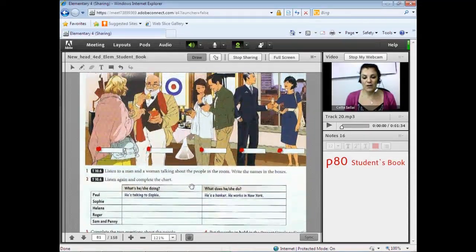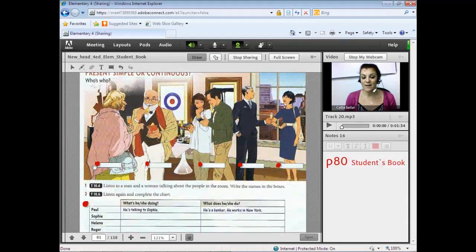So look at exercise number 2. This can help you with the correct spelling. You can find a list of these people's names right here in exercise number 2. So we have Paul, Sophie, Helena, Roger, Sam and Penny. Okay, so please listen carefully to the descriptions, okay? And while you are listening to the recording, please write their names in the correct boxes. Off you go. Tape script 10.6.